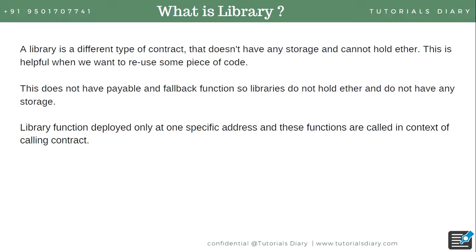Okay, so library functions are deployed only at one specific address. Whenever you deploy something on the blockchain, as we mentioned in other sessions as well, it gets deployed on some address and gets an address assigned. The same thing happens with the library, but the difference here is that whenever any smart contract calls a function in the library, it is called in the context of the calling contract, not in the context of the library. This is the difference between a contract-to-contract call and a contract-to-library call.